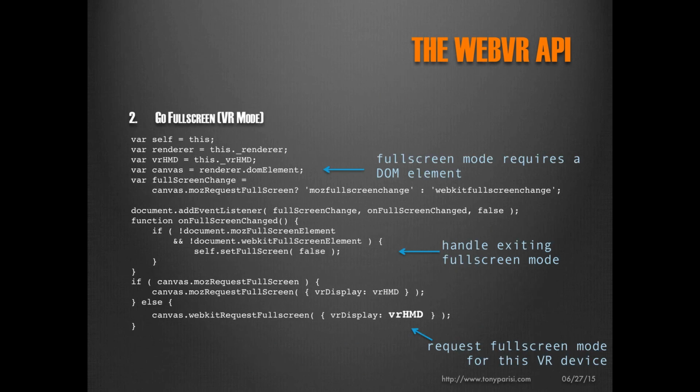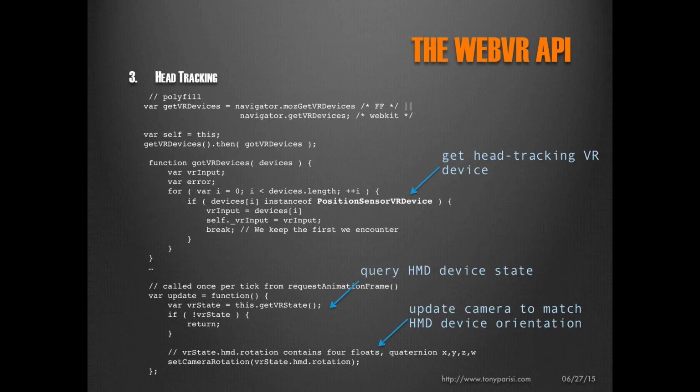And then you have to be able to put it into full screen mode. So this is basically some of the code that you would write to do that. And then head tracking, to actually get the head tracking device, and then querying the HMD position and translating it to your camera within the scene. So that's just a code example of that.